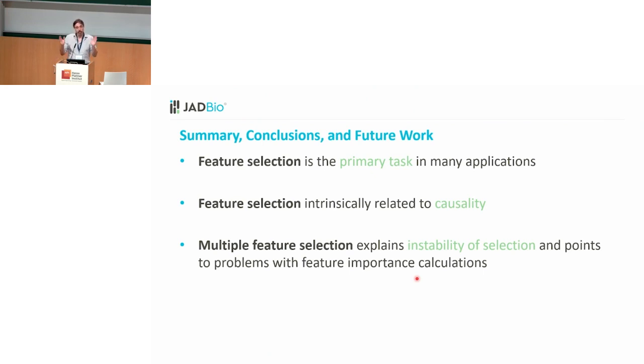Okay, to summarize, feature selection is the primary task in many applications. Don't think your job is over for a client in the industry because you delivered a nice model with high AUC. Feature selection is intrinsically connected to causality. And it's not as trivial as saying that the features selected are the causes. No, we've seen some conditions that have to hold for this to be true. Multiple feature selection is there. You should be aware of it so you can interpret feature importances correctly. It also explains instability of solutions and things like that.